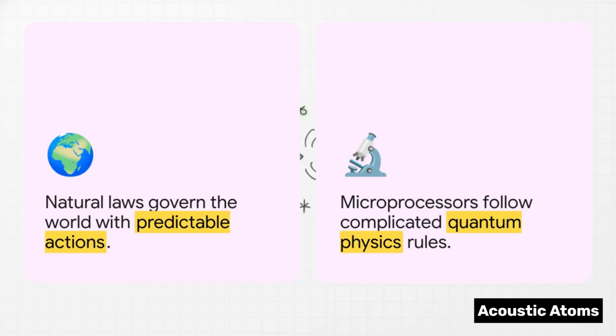Okay, let's dive into this. You know how gravity and basic physical laws just make sense in our natural, everyday world? Well, the second we shrink down into the internal components of today's microprocessors, that predictability completely falls apart. Inside those chips, everything operates according to the unique and, frankly, incredibly complicated rules of quantum physics. It's an entirely different rulebook.